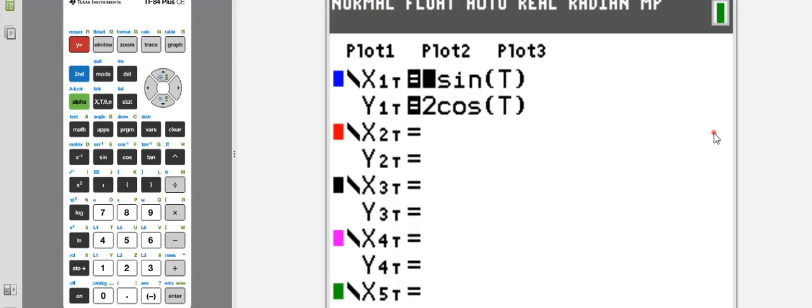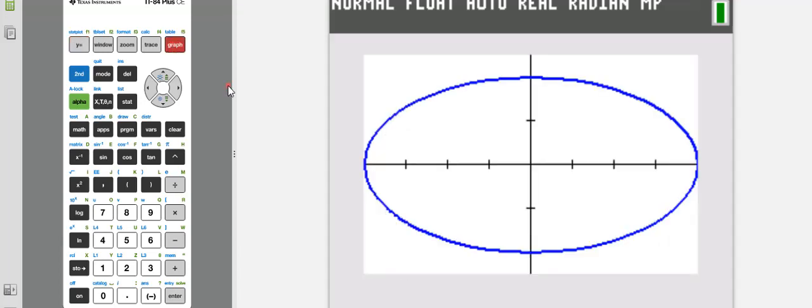So again, using your graphing calculator, you could graph 4 sine t and 2 cosine t in parametric. And when you graph this, when you go to zoom standard, you might not get this right away. You might have to go to zoom fit and zoom square. And you will notice that the graph was going this way. It makes sense because when t equals 0, it's going to be at 0, 2. And when t is pi over 2, it's going to be at 4, 0.